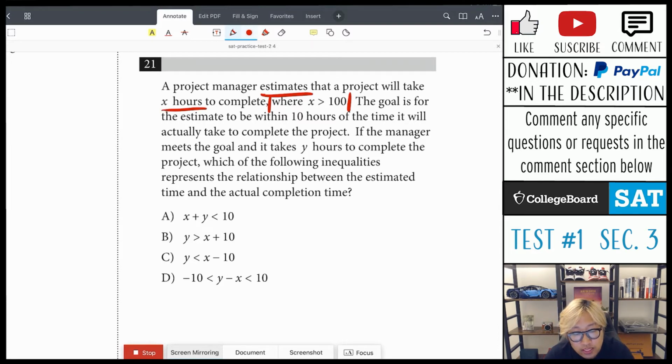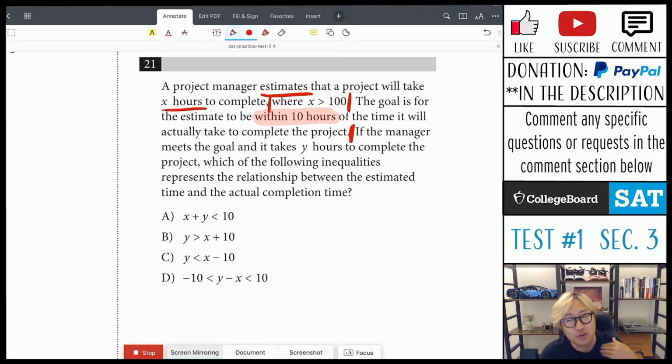The goal is for the estimate to be within 10 hours of the time it will actually take to complete the project. Let's first understand what they mean by within 10 hours. Let me give you an example. If you and I were to meet at the mall by 7 o'clock and I say, I'll be there within 30 minutes, does that mean I'm going to be there 30 minutes later than 7 or 30 minutes earlier than 7? It actually means both.